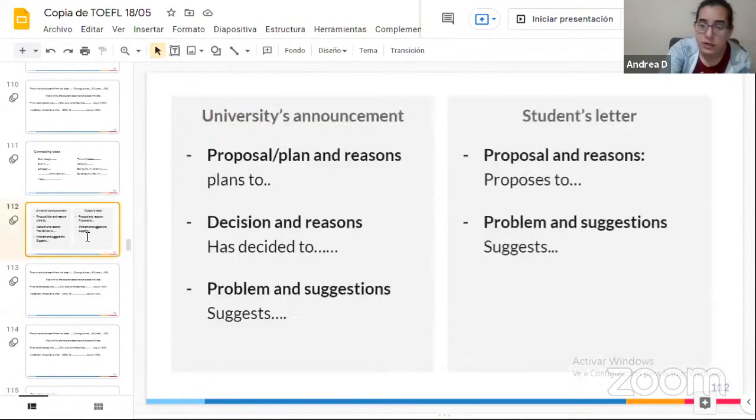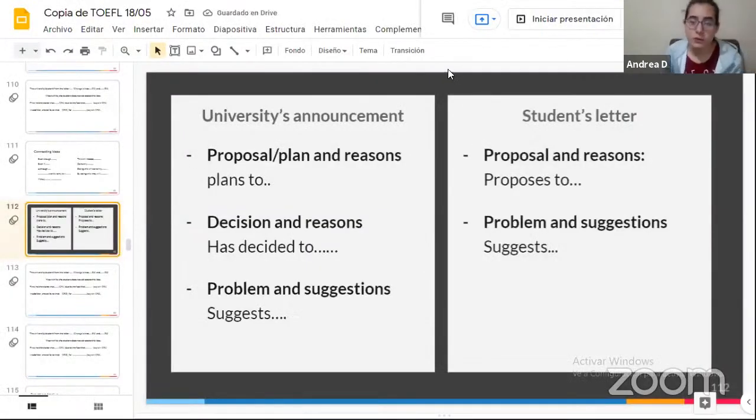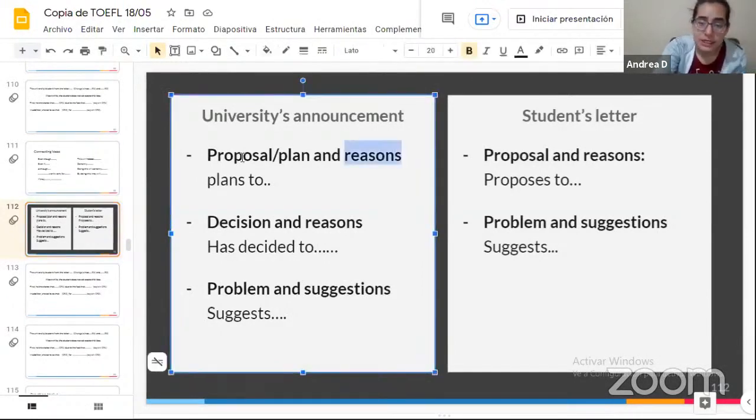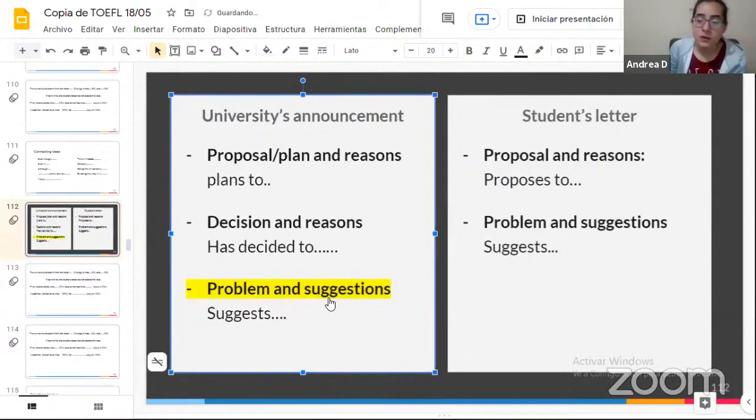There are some other options or, you know, probabilities here. Let me maybe change the background. Okay. So you have two options for the reading. Either it's the university's announcement, or as I was already telling you, it could be also a student's letter. So the most common one is when you have a proposal or a decision, but a change and the reasons. However, sometimes you will get this other type, which I have seen maybe once or twice. So it's not that common, but it could be.